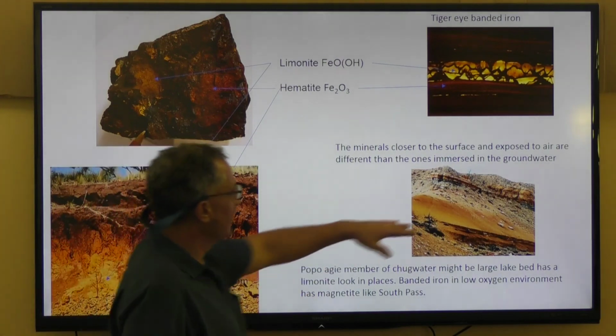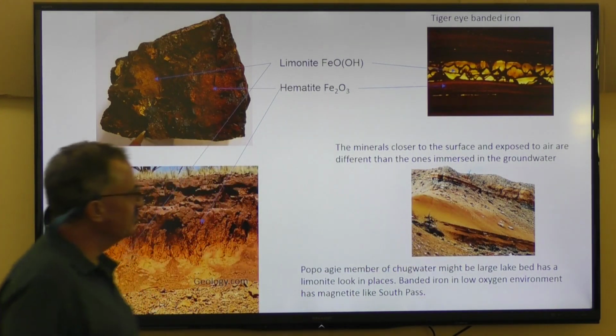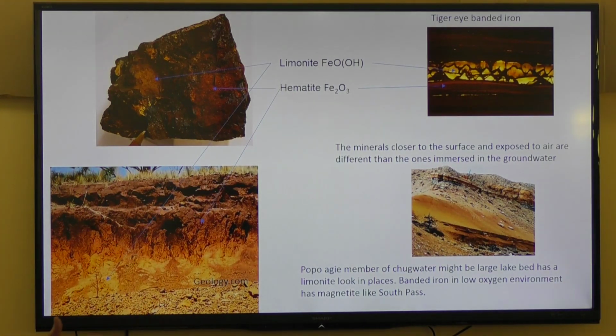One person mentioned he thought it might be a lake bed at one time. But most of the lake beds that I've seen here where people said that's a lake bed, it wasn't limonite, it was more like green, some other colors. So that's just what the claim was. Who made that claim, Joe? I don't remember.